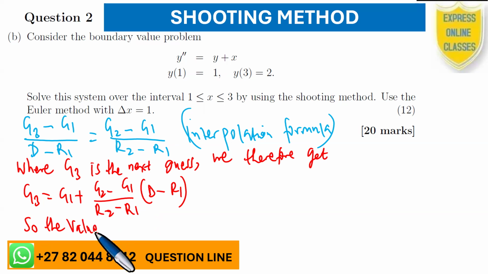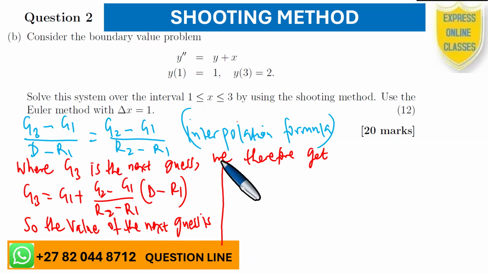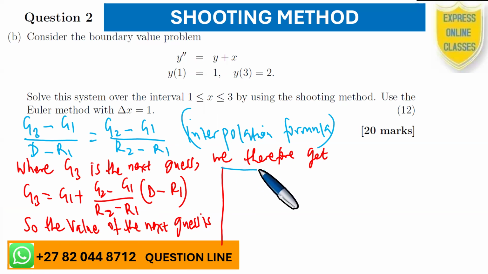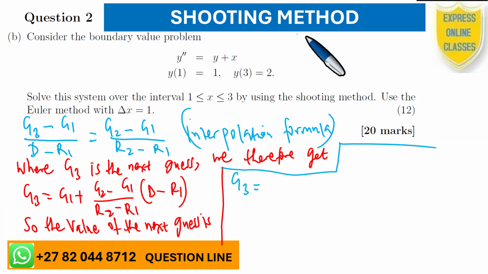So the value of the next guess is... Let us deal with the next guess. So the value of the next guess becomes what? If you're going to use guess three, then when I have guess one, you remember that we said guess one was zero. And then our guess two was negative one.